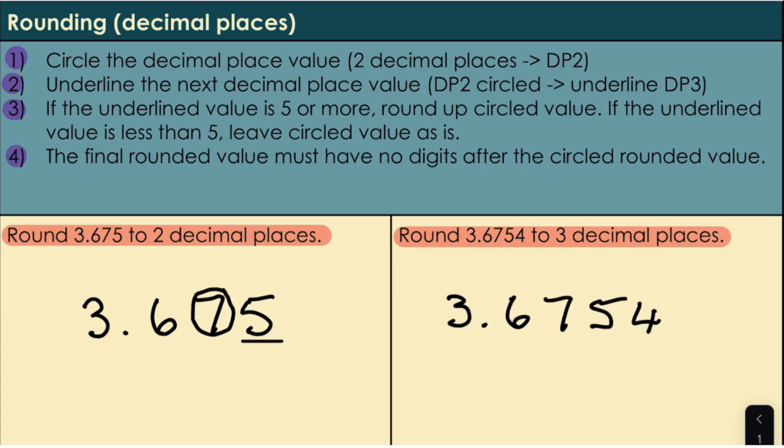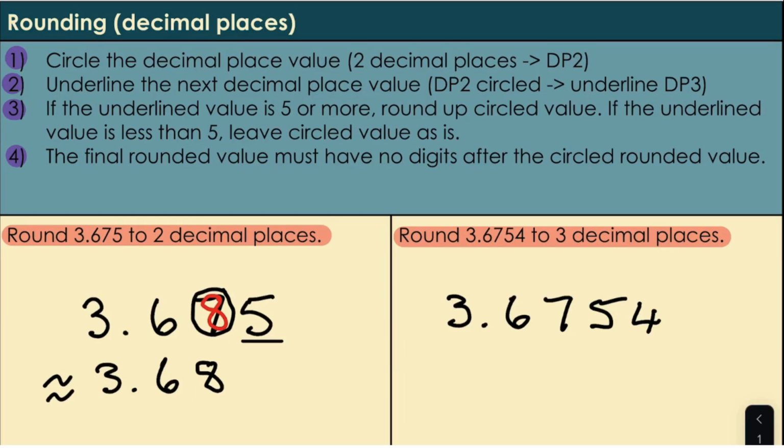Step 3, the underlined value is 5 or more, so we have to round up the circled value. That means our 7 will become an 8. And our last step, the final rounded value must have no digits after the circled rounded value. We use the approximately equal sign. The value is approximately 3.68 with no digits after the 8.